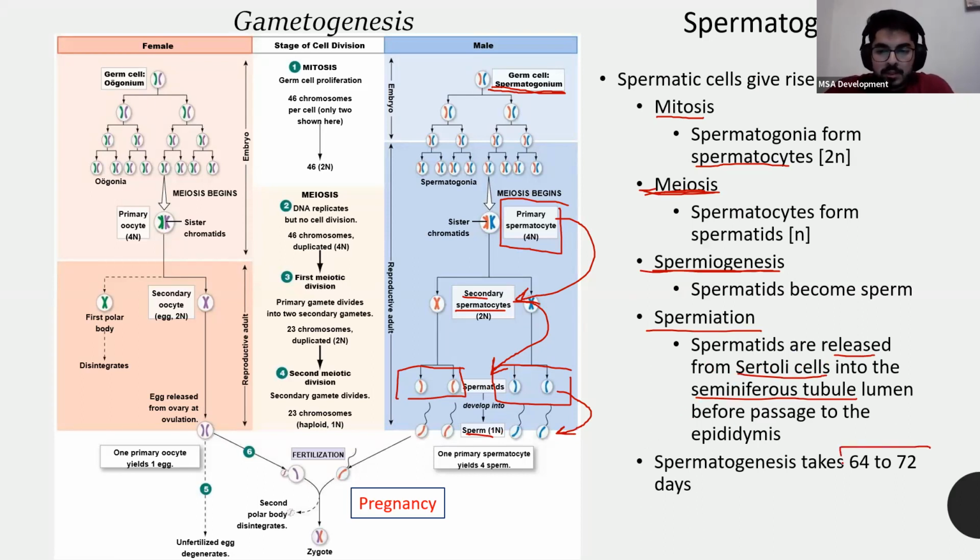All these steps take about 64 to 72 days to produce sperm. So the whole process of spermatogenesis from mitosis to spermiation takes about 64 to 72 days. This is very basic, and now we're going to go into more details.